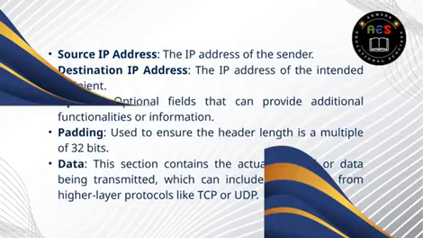Moving on, we see the Options field. This is optional but can be used to add extra functionalities or information, like security or routing options. It's not always used, but it provides flexibility for specific needs. Then there's padding. Padding is used to make sure the header length is a multiple of 32 bits. Think of it as filling in space so everything lines up properly, which helps with efficient processing.